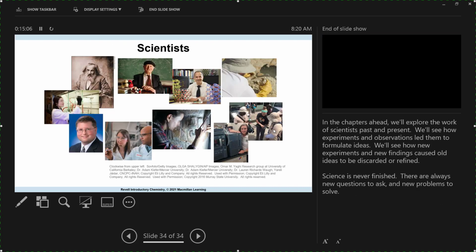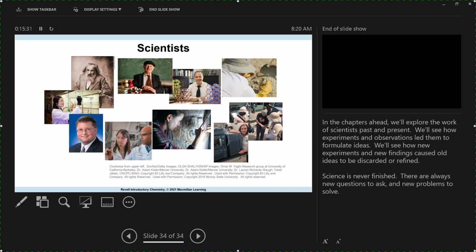And then this last picture, this kind of just wraps up the chapter. Point out a couple of scientists. Everybody see kind of the scary guy up in the top left? Does anybody know who that is? That is Mendeleev, the father of the periodic table. Okay, so we'll be talking about him a little bit.